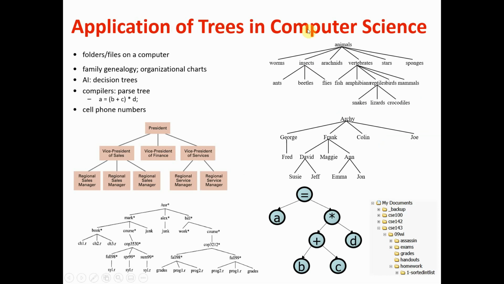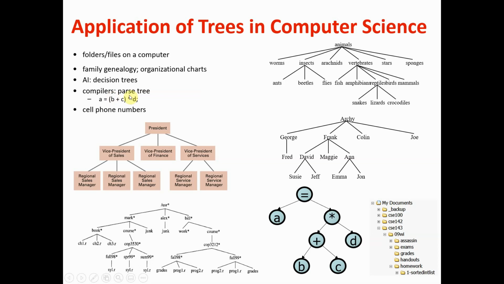Some of the applications of trees in computer science. Daniel in the class asked me about some applications of trees in computer science. We can have many applications. For example, file systems on a computer, folders and files in a computer like Windows or Unix, are all programmed, or can be programmed, using trees. Family trees, organizational charts, taxonomy trees, or decision trees, like in AI applications. We're going to see an example of that in the next lecture.